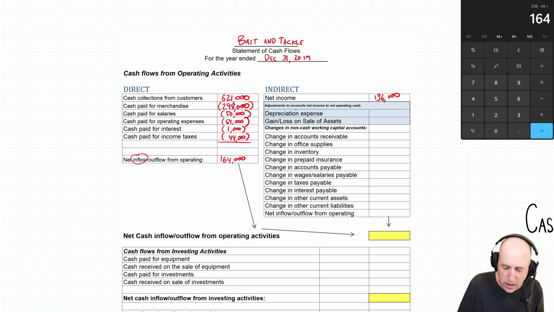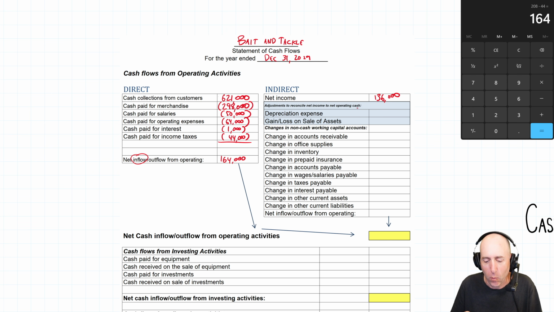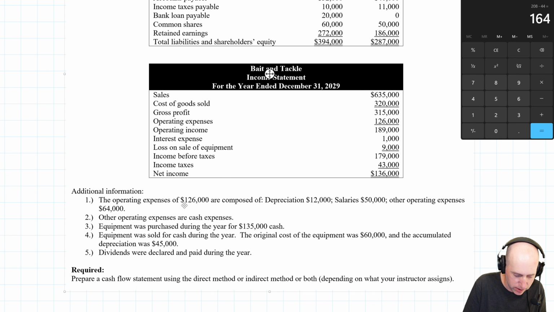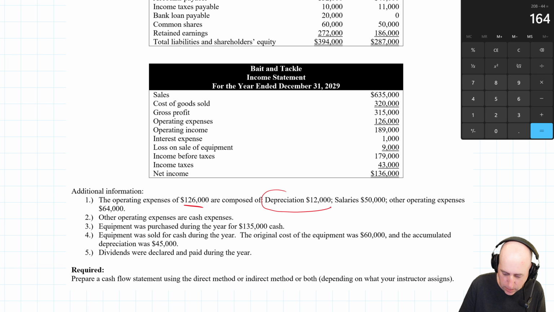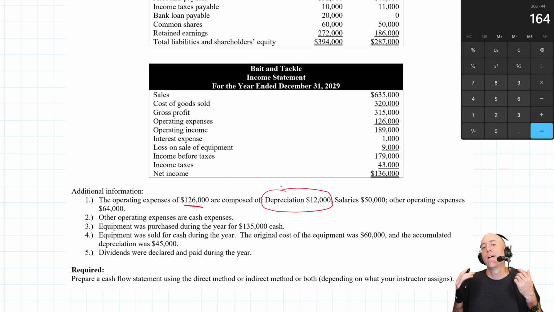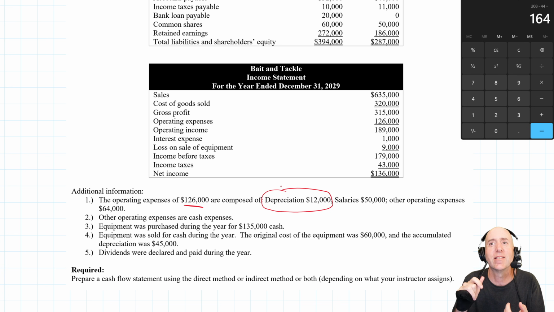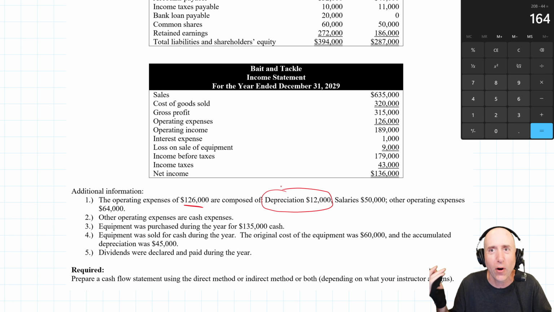Okay, now it says adjustments to reconcile net income to net operating cash. Here's what these two adjustments are for. One is when I calculate net income, part of my expenses, and you can see the operating expenses are 126, part of this is depreciation of 12. Well, if one thing gets rammed into your mind about a cash flow statement, you will know depreciation is a non-cash expense. You will have heard the good news about depreciation. It is a non-cash expense.